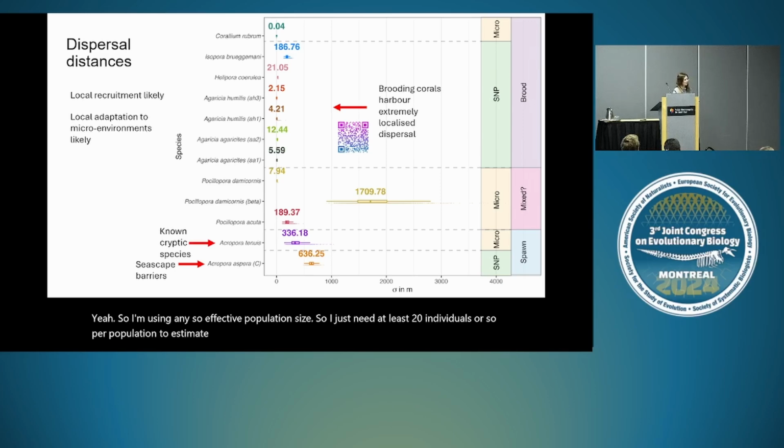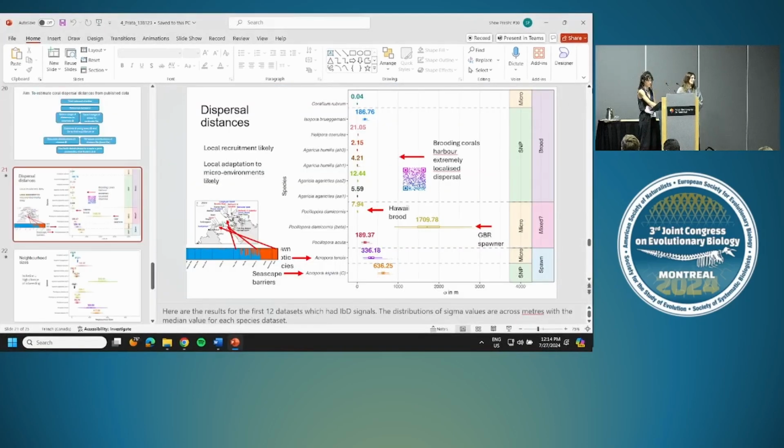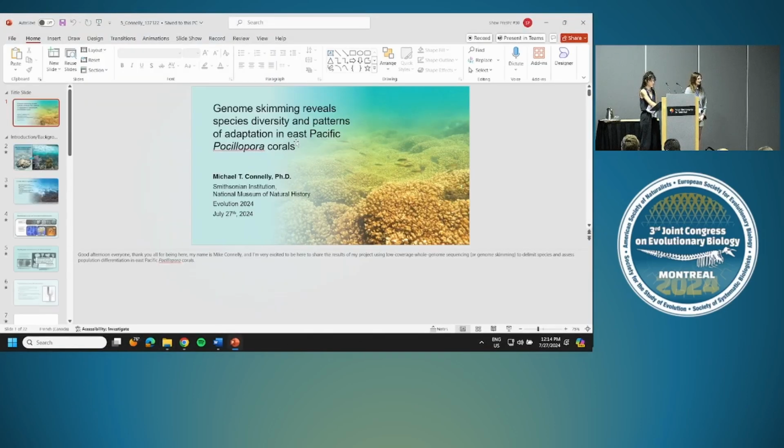Have you tried to work with cover, coral cover, as an estimate of density? For census? Yeah, I do have some census estimates, but I've just focused on the effective, but census is so difficult to estimate for corals. Yeah, very few studies really do it.